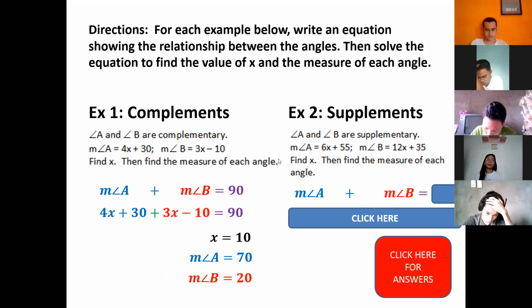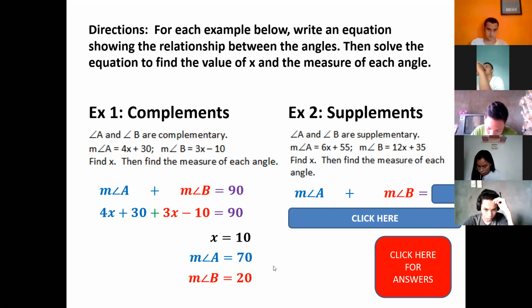So we have now the solution for example number 1. X is equal to 10. So the measure of angle A is 10 times 4 is 40 plus 30 is 70. And the measure of angle B is 10 times 3 is 30 minus 10 is 20 degrees.